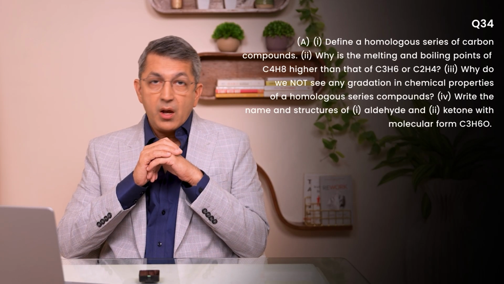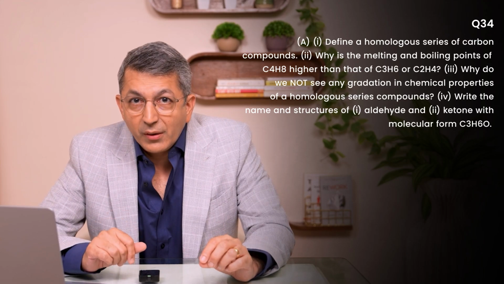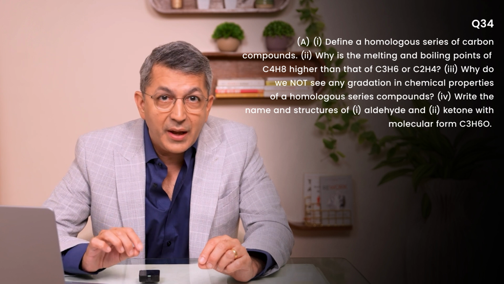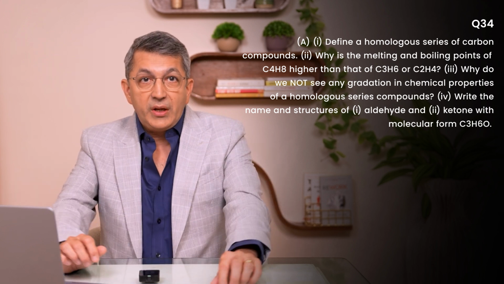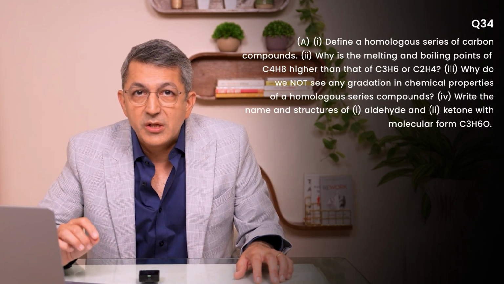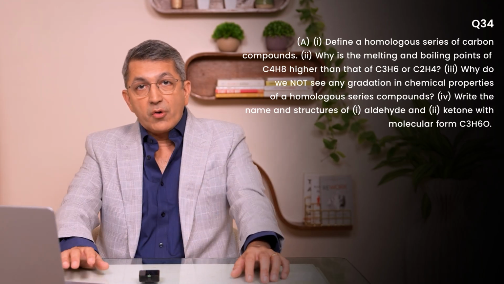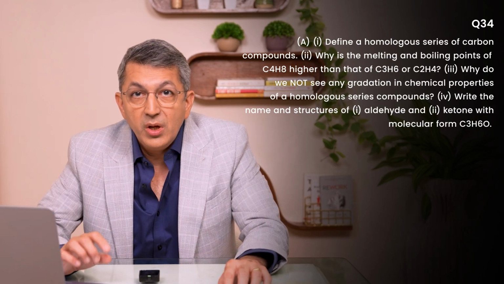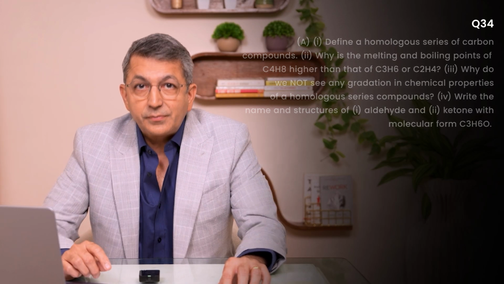Question 34A. 1. Define the homologous series of carbon compounds. 2. Why are the melting and boiling points of C4H8 higher than that of C3H6 or C2H4? 3. Why do we not see any gradation in chemical properties of homologous series compounds? 4. Write the name and structures of 1. Aldehyde and 2. Ketone with molecular formula C3H6O.